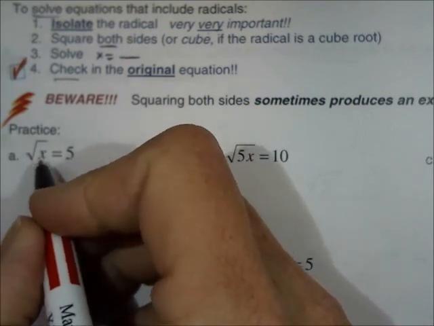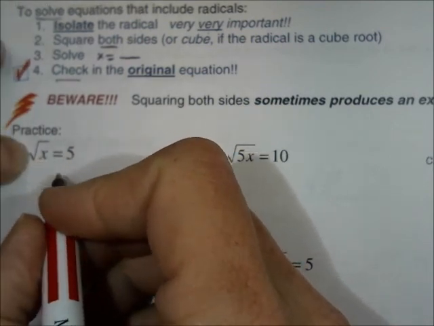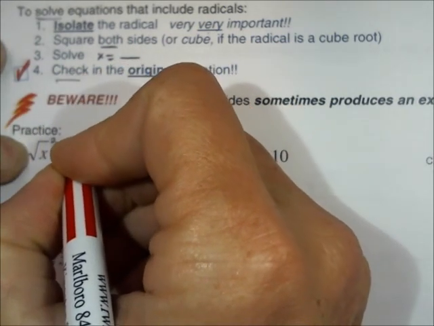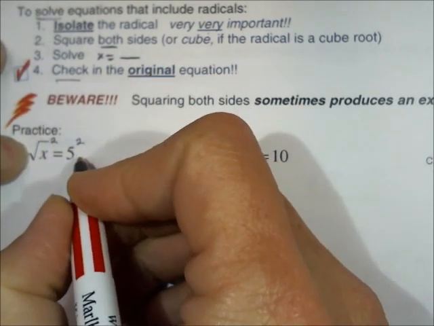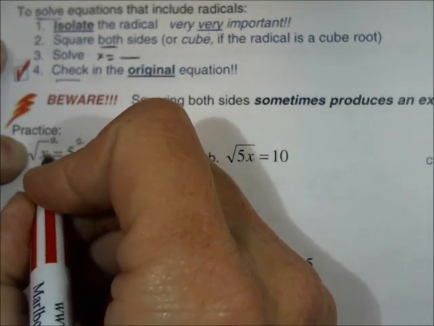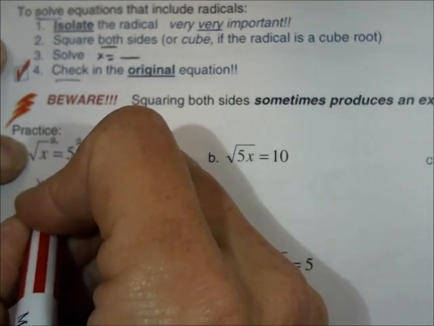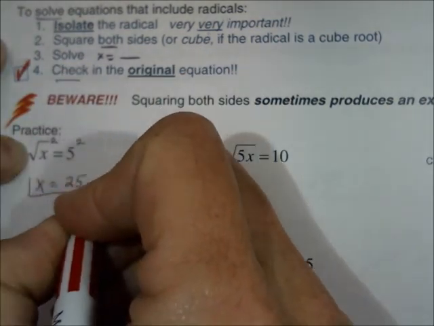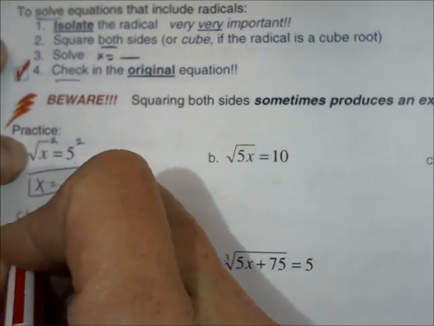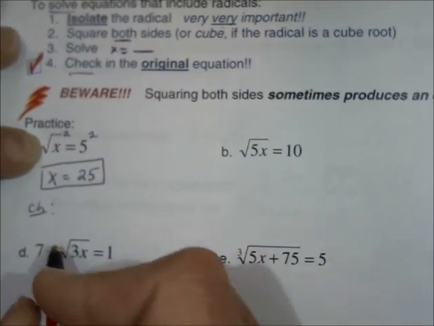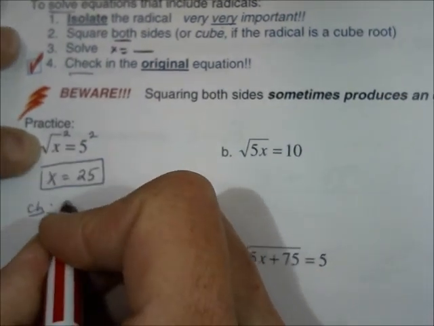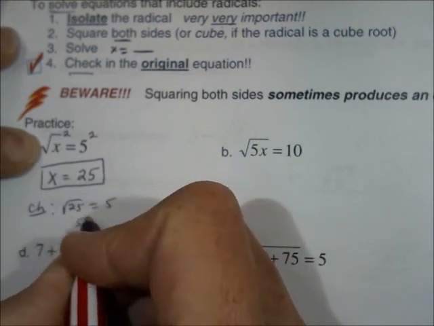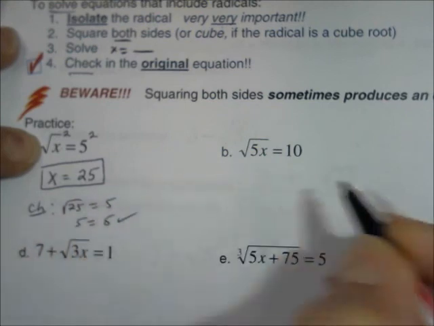and this one already is because it's all by itself. Step 2 says square both sides. To get rid of a square root, you square it. It's the opposite. So the square root of x squared is just x, and 5 squared is 25. So there's your answer. X equals 25, and to check, CH means to check. You're just going to put 25 back into the original equation, and is the square root of 25 equal to 5? Well, yeah, that checks.